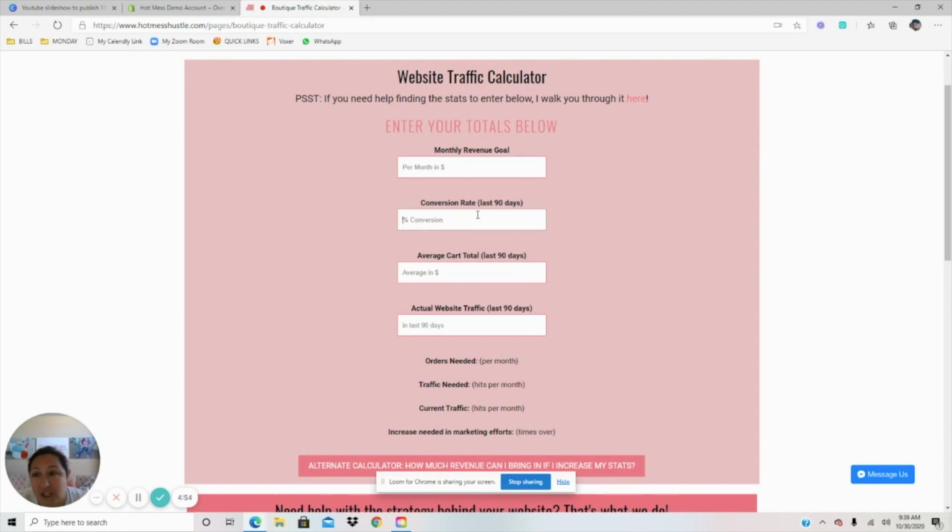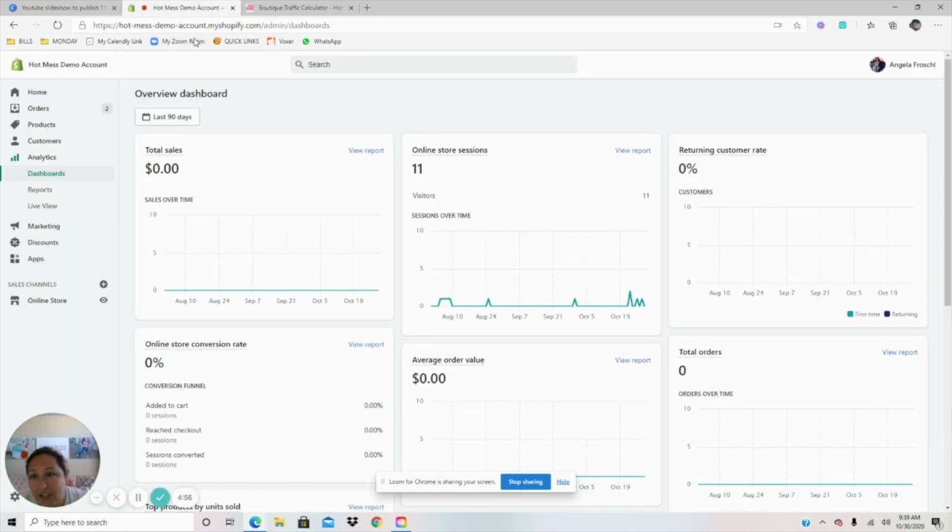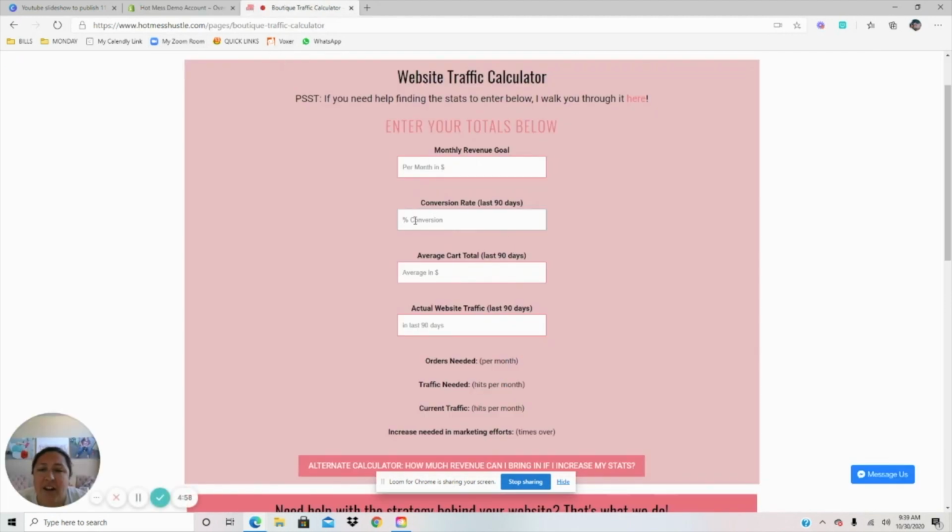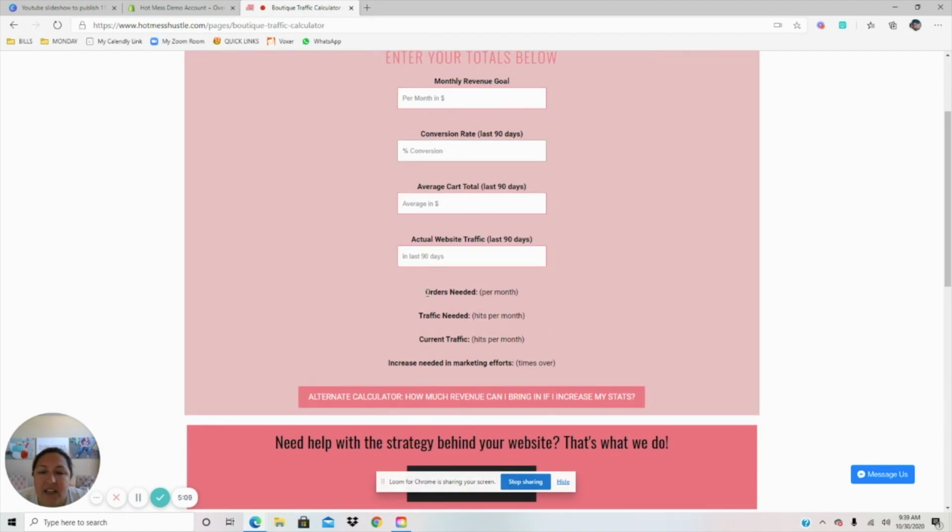You enter in your conversion rate again. You're pulling this data from here. So you're entering in your current conversion rate over the last 90 days, current average cart total over the last 90 days, and your actual website traffic from the last 90 days. And then this is going to tell you how many orders you need based on your current data to hit that goal. Okay, so then how much traffic is needed to hit that goal?